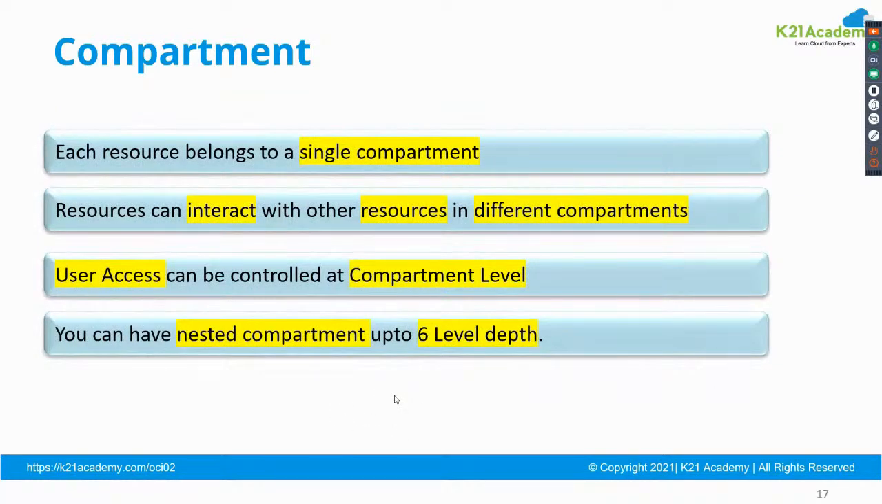Each resource that you have created belongs to a single compartment, but resources in multiple compartments can interact with each other. It means you can give access, like I have created one application compartment and one database compartment, and I want both to talk to each other. I can do that. All my user level access I can control with the compartment, whatever level it is, at the compartment level. And I can design nested compartments which can go up to 6 levels. So this is one of the important components of the IAM service.